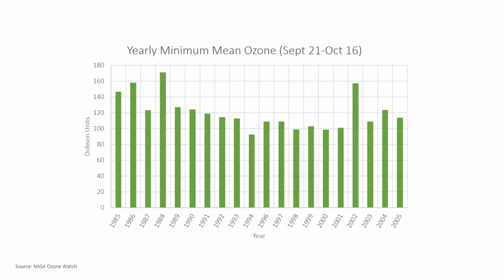Data was acquired from the NASA Ozone Watch program that quantified the minimum of the mean ozone for multiple years, between September 21st to October 16th. You can see from 1991 to 1994 that the minimum mean ozone experienced a significant decrease of about 27 Dobson units. The value in 1994 would be on record as the lowest mean ozone value from 1979 to the present.